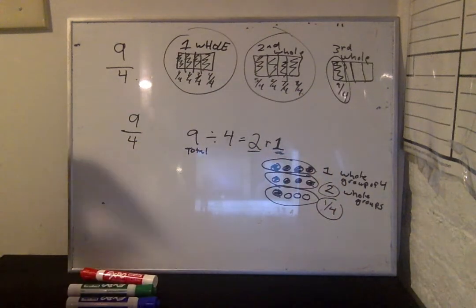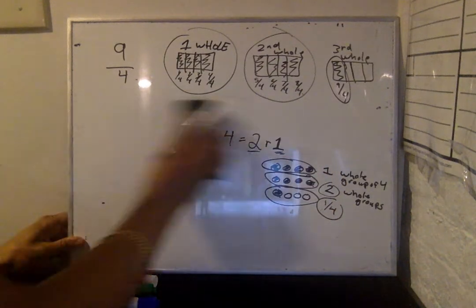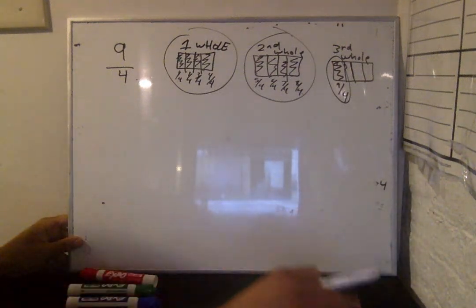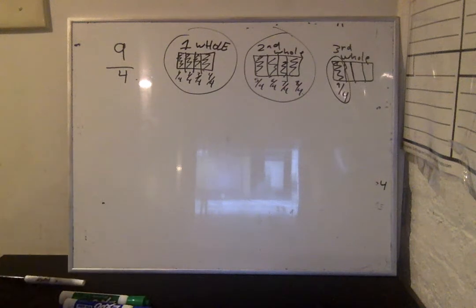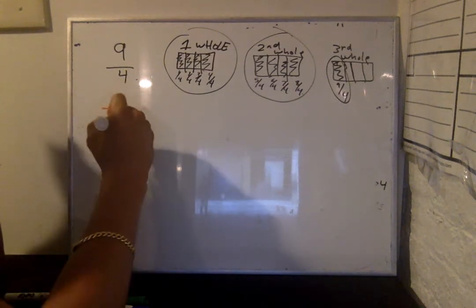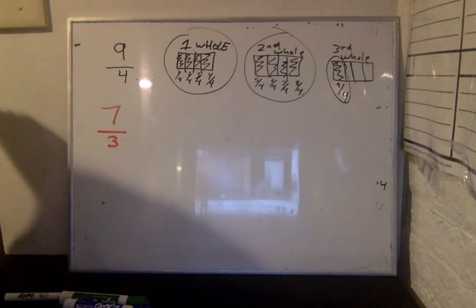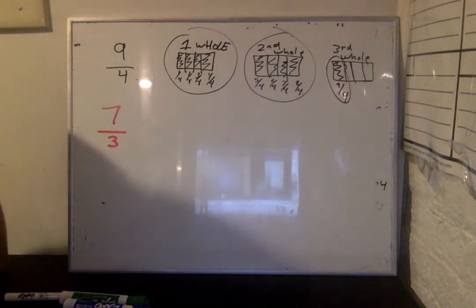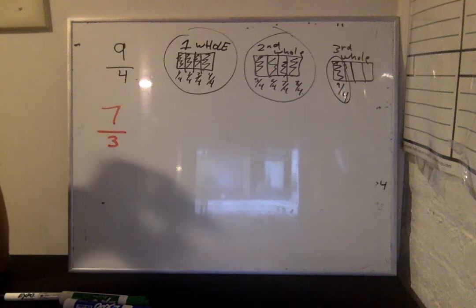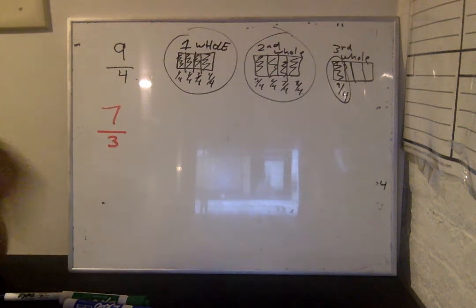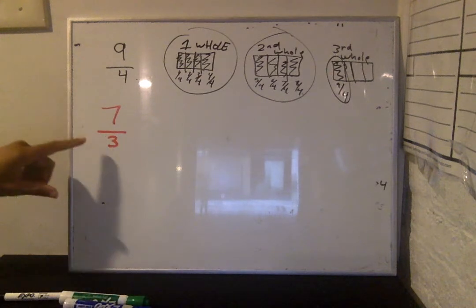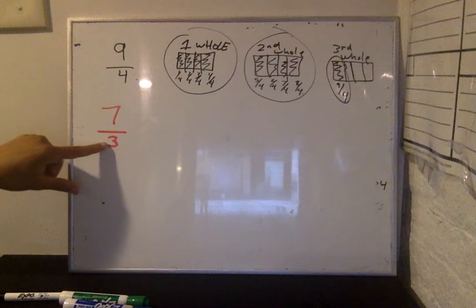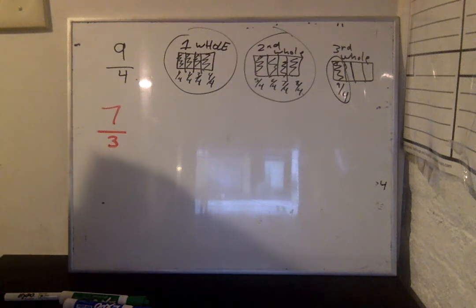I'll do another example. So I will do 7/3. Try it out. Pause the video. Show me what 7/3 looks like as an improper fraction. And then tell me what it would be as a mixed number. Because we know it's greater than 1 because the numerator is greater than the denominator. Once you gave it a try, resume the video.